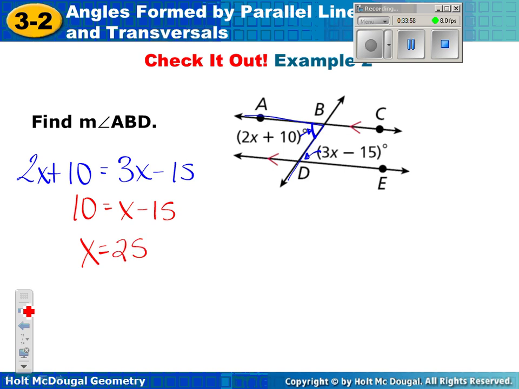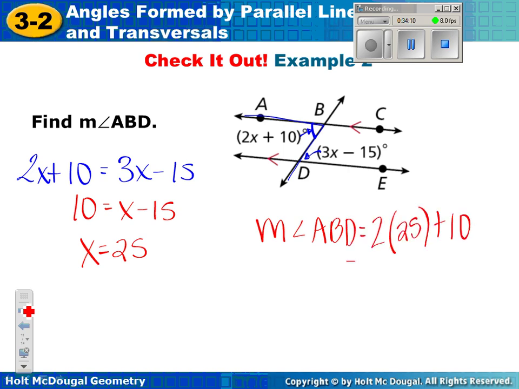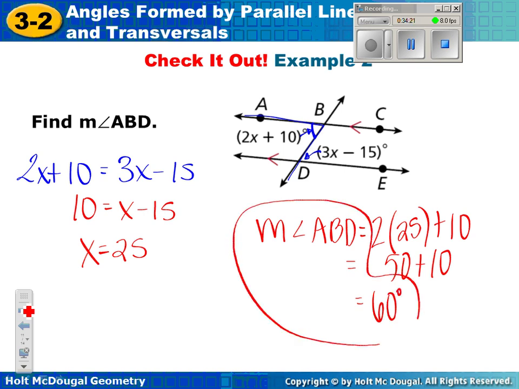No, because it didn't ask for x. What did it ask for? ABD. So we have to plug that back in. Measure of angle ABD equals 2 times 25 plus 10, which gives us what? 60. 50 plus 10 is 60, and don't forget your degree symbol. Don't forget to use your little M for measure. Any questions?